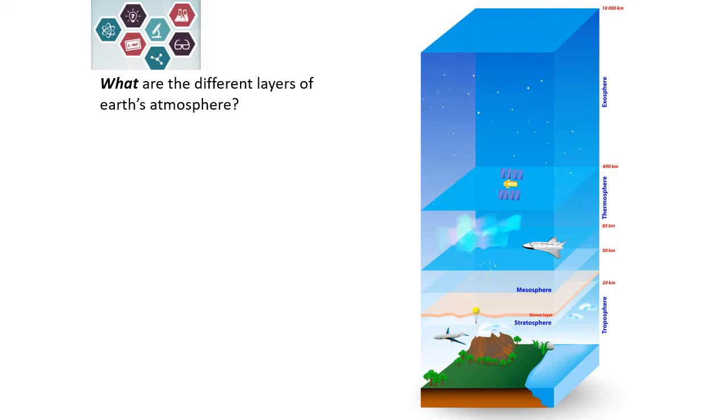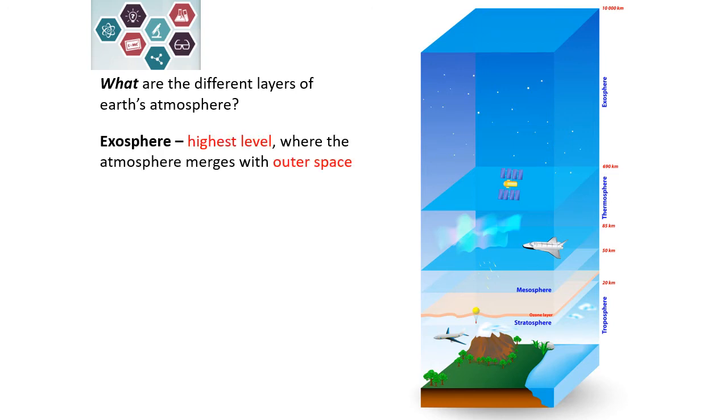So what are the different layers of the Earth's atmosphere? Well, we have the exosphere, which is the highest level. You can think about it like you're exiting the Earth's atmosphere. It's where it merges with outer space. The thermosphere is just a little bit below that. About 85 kilometers to 690 kilometers above the Earth's surface is the thermosphere. This is where the space shuttle flies. This is where the Aurora Borealis occurs, the northern lights.